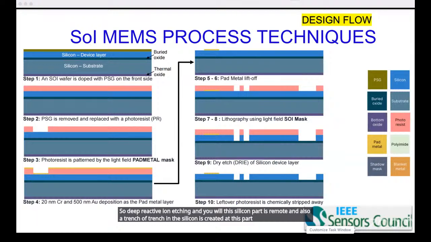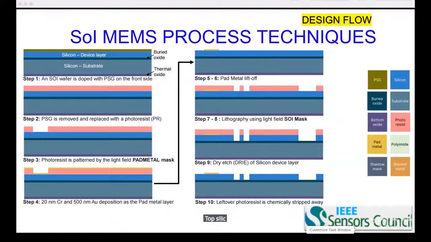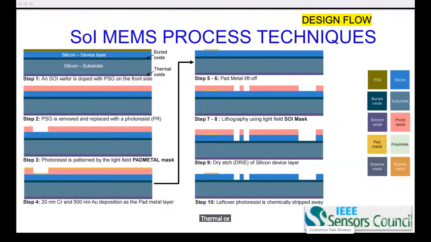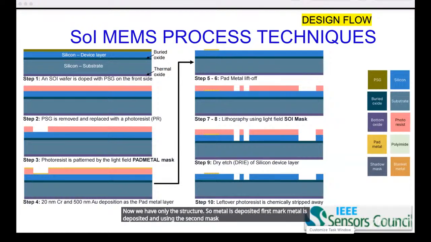Remember that we have now worked only with the top silicon layer, and below that there is silicon oxide of 2 micrometers, and a 400 micrometer thick bulk silicon is also available. At the bottom there is an oxide layer, automatically a thermal oxide layer created. Now we have only the structure. Metal is deposited using the first mask, and using the second mask we have created structures on the device layer, that is on the silicon layer. Please stop me if you have any doubts.